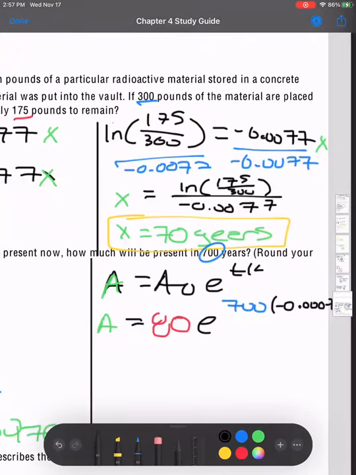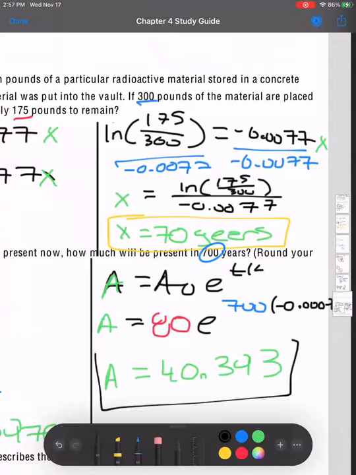So then you're just going to go ahead and put all of that in the calculator to solve for A, and you're going to get A equals 40.393. And that will be your final answer for number 38.